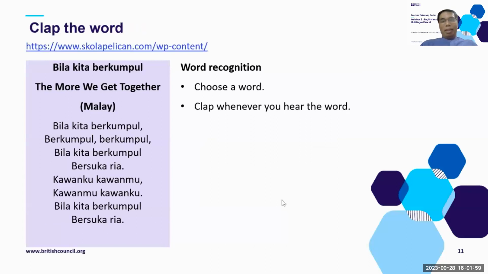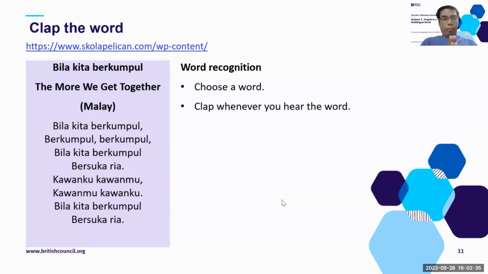It is clap the word. Clapping is a very physical activity and is very motivating. I think our children would love some movement in the classroom. But the aim of clapping is to identify a word. Whenever they hear a word, they clap, right? So they can clap and recognize the word, and later maybe they can pronounce it much, much better. So here we go. I would like to demonstrate how to clap the word.